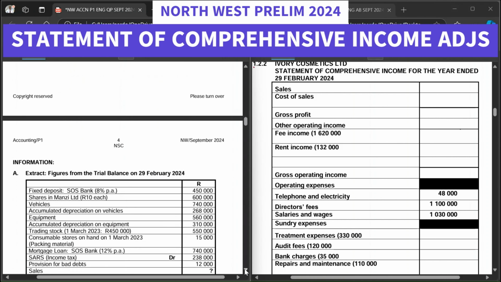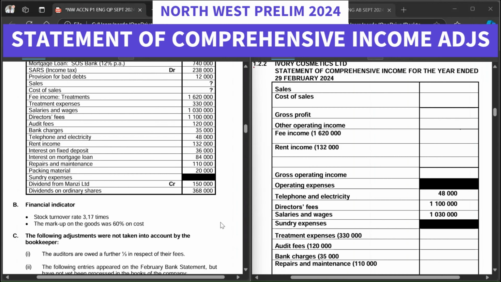In this paper, the way they did it was a bit interesting because there was no sales amount given, as well as the cost of sales was not given. And the examiner immediately gave us some financial indicators, which I want to emphasize. Remember, it is not only the statement of financial position which can be completed using financial indicators. Your statement of comprehensive income can as well be completed using your financial indicators. Your financial indicators must be integrated when you are preparing your statement of comprehensive income.